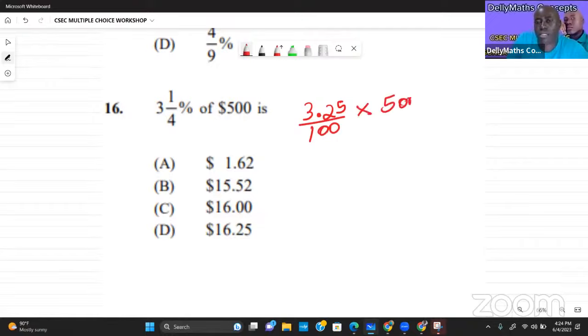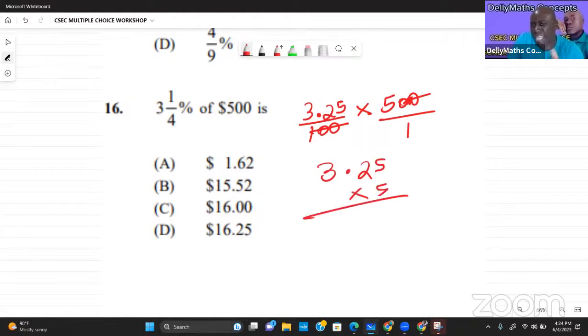You can do that, all right? So you could put 500 over 1 if you want. So this would cancel, leaving 5 at the top. So you could find your answer by simply multiplying 3.25 times 5, right? That's one of the straightforward ways that you could work this out. So you could really just take your time and you will get this out very easily. 5 times 5 is 25, 5 times 2 is 10, 5 times 3 is 15, so I'm getting 16.25 here, which is here.